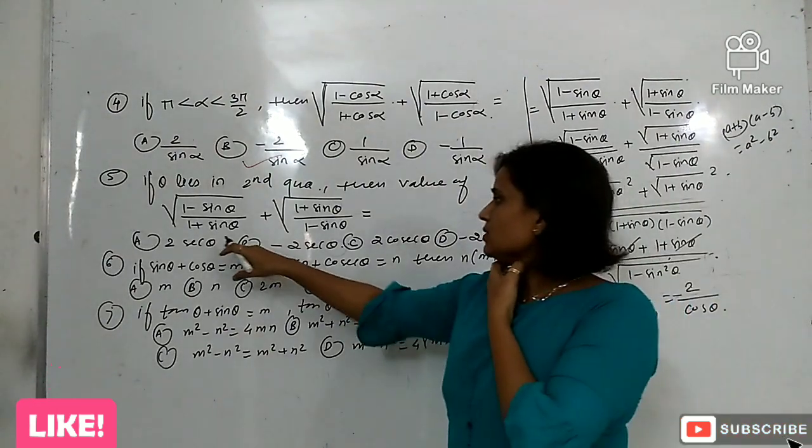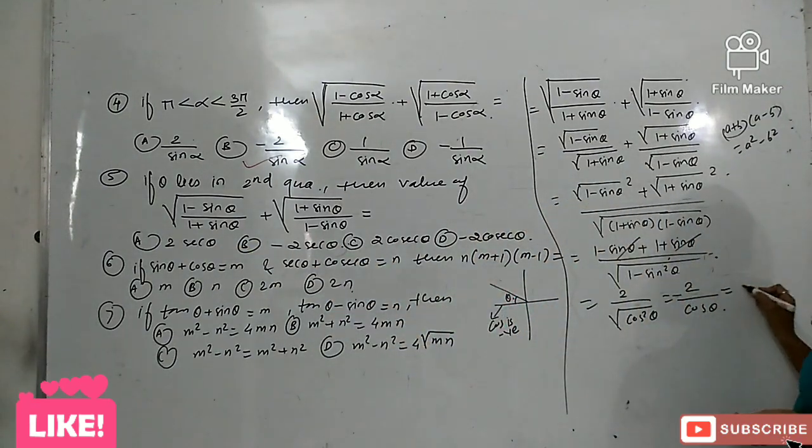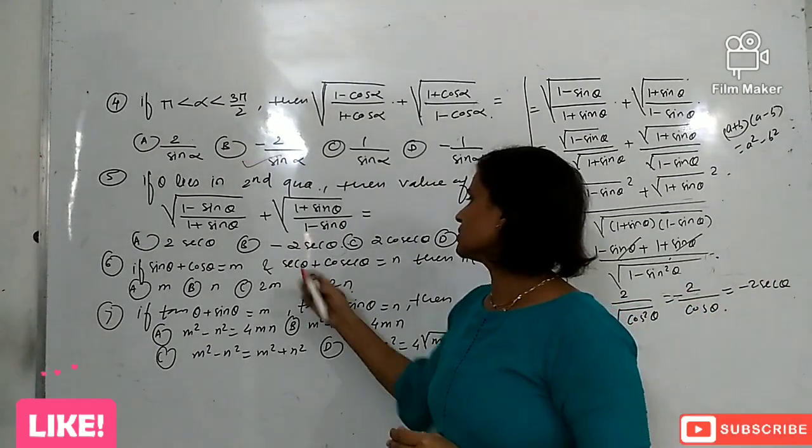So all the answers are given in the sec and cosec form. So write this cos value in terms of sec. So answer is minus 2 sec theta. So correct option is B option, minus 2 sec theta.